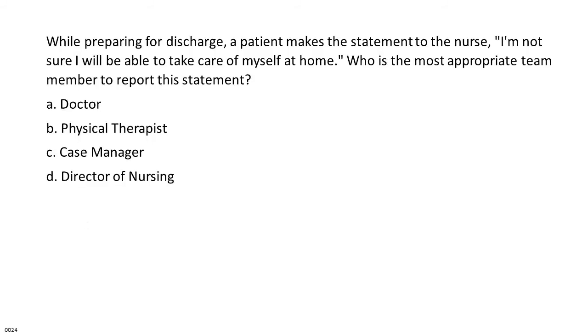While preparing for discharge, a patient makes a statement to the nurse, "I'm not sure I will be able to take care of myself at home." Who is the most appropriate team member to report this statement? A. Doctor. B. Physical therapist. C. Case manager. D. Director of nursing.